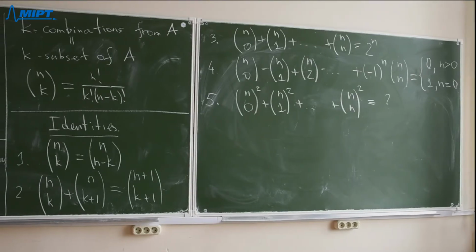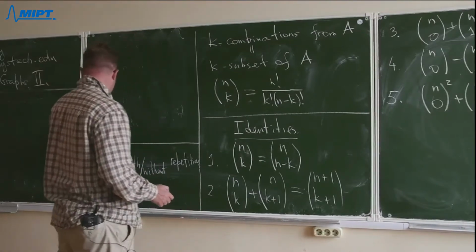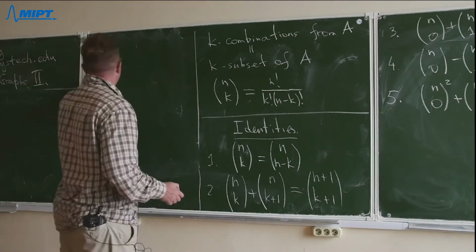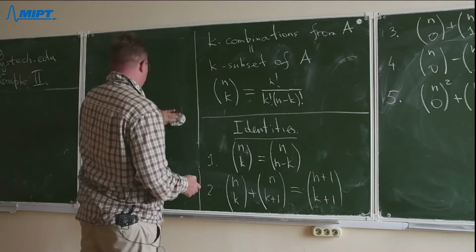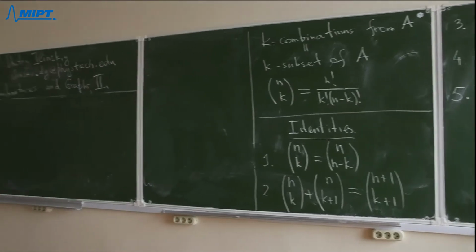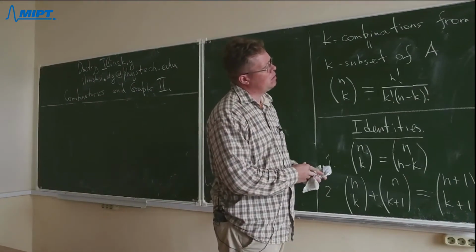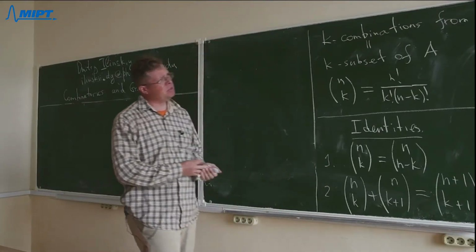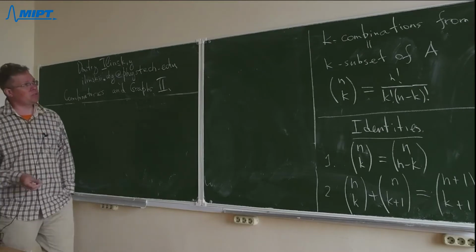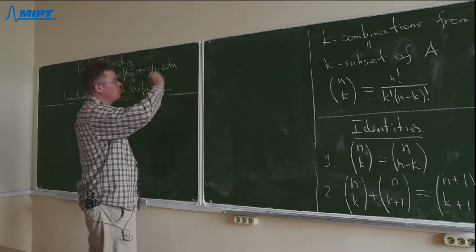Okay, let's briefly discuss the third identity. I know about 3 different proofs, I think. First of all is the binomial formula.